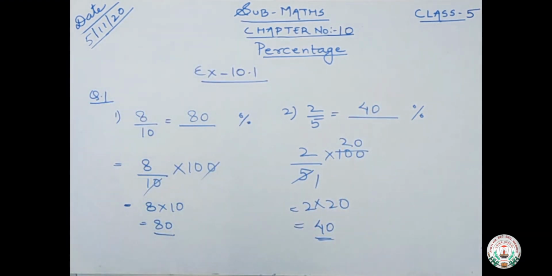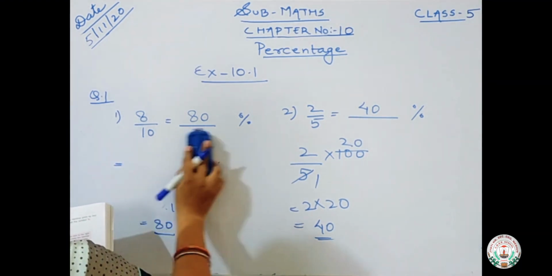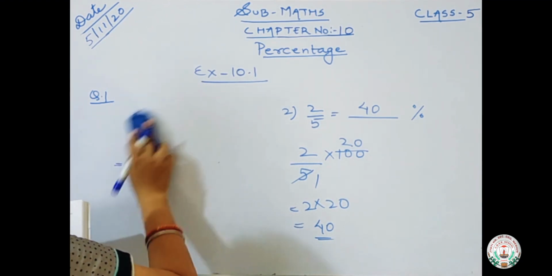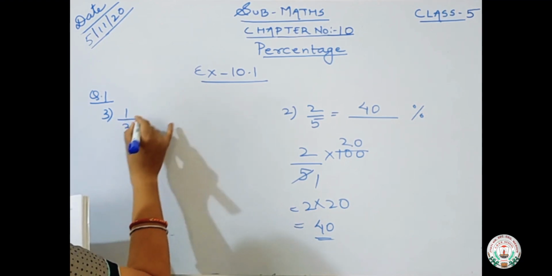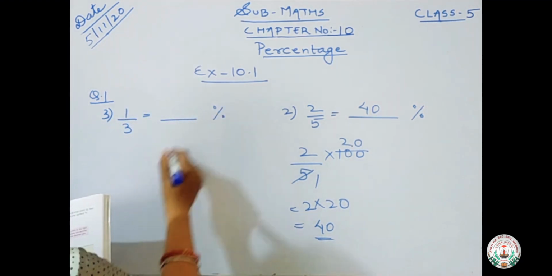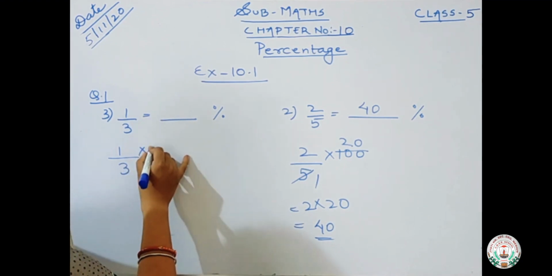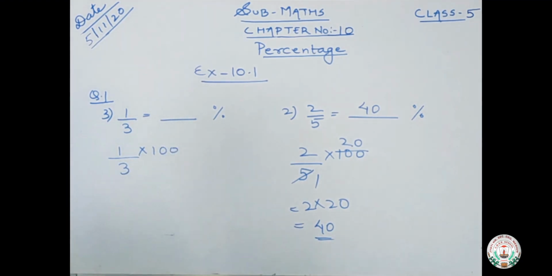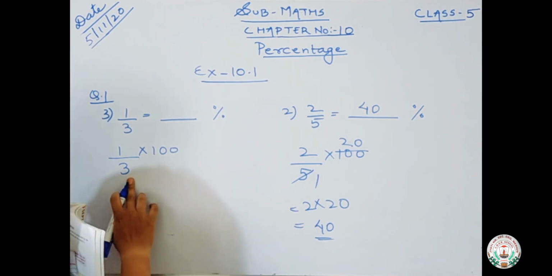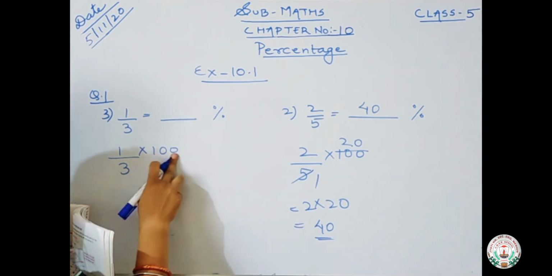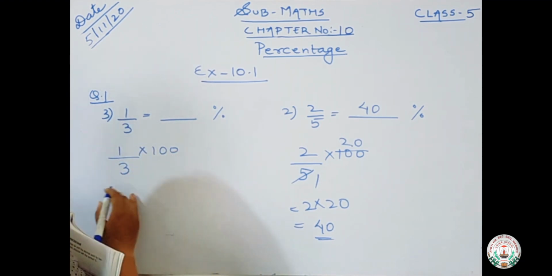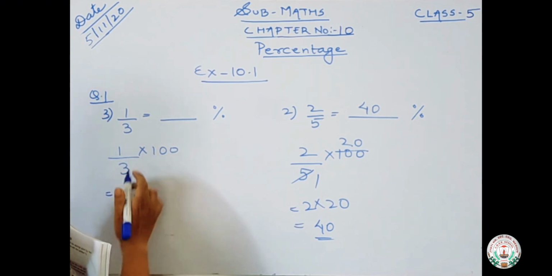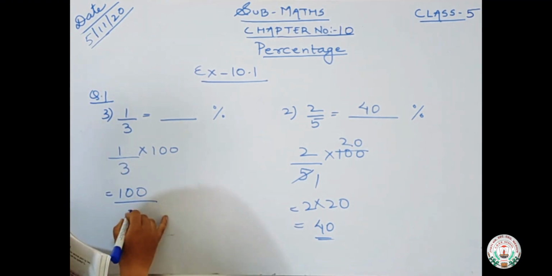Next is 1 by 3 is equals to dash percent. Number third, 1 by 3 into 100. We will see whether it can be cancelled out or not. With 3 we can't cancel the 0 because 100 is not divisible by 3. So we will just multiply and divide. 1 into 100 will be 100 divided by 3.